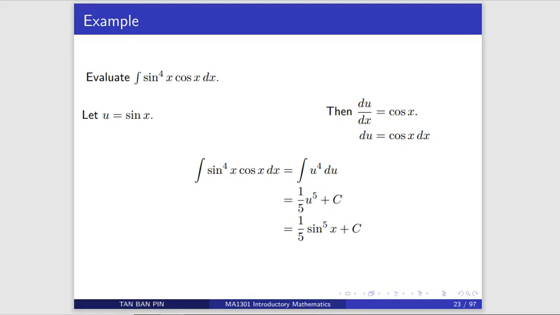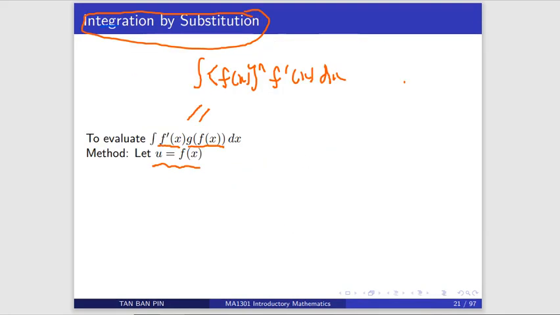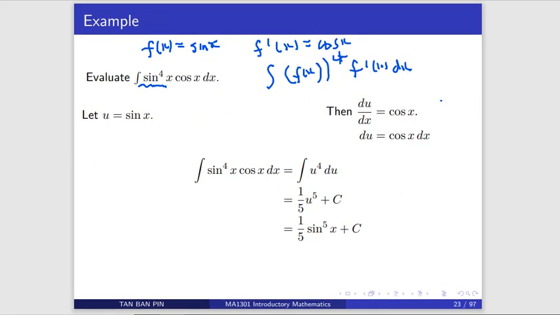Let's look at another example. In this question, we want to integrate sine x to the power 4 times cosine x. If you let f(x) be sine x, then f'(x) will be cosine x. And this question is of the form integrate f(x) to the power 4 times f'(x) dx, which is like what I mentioned just now. Quite often it is of the form integrate f(x) to the power n times f'(x), and here it's 4.